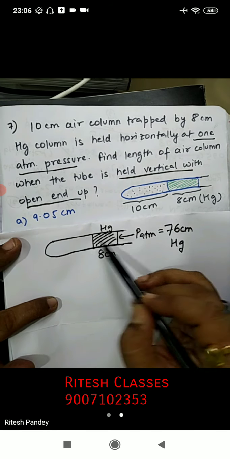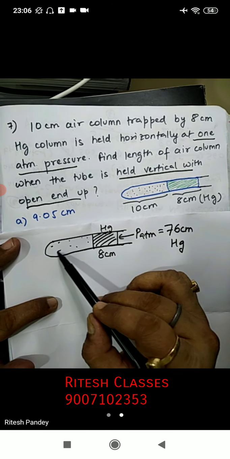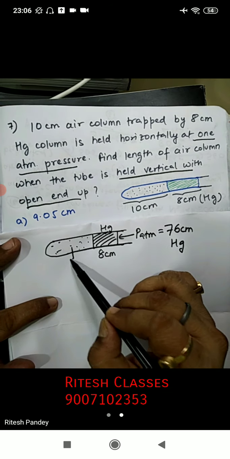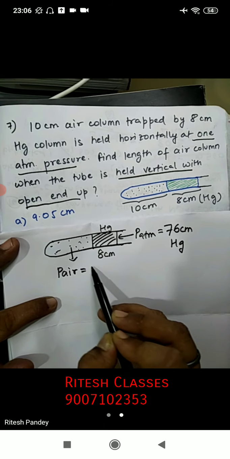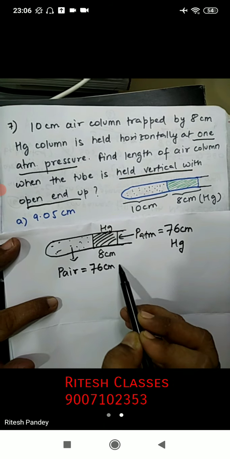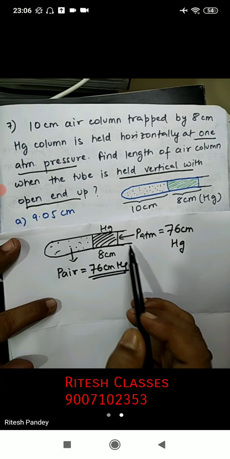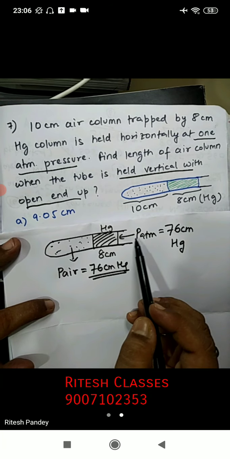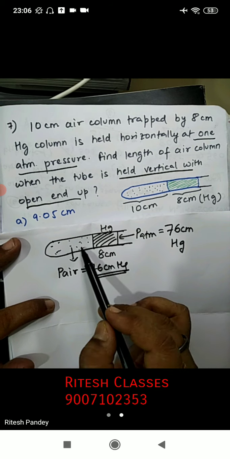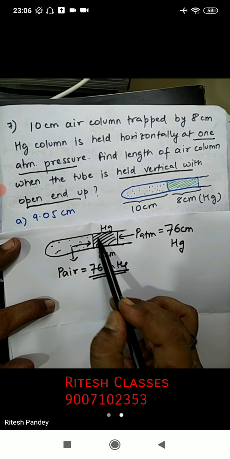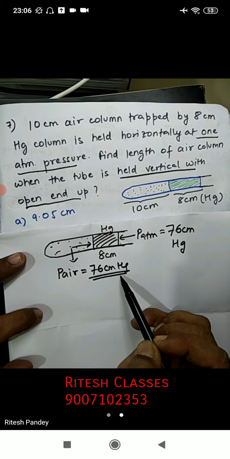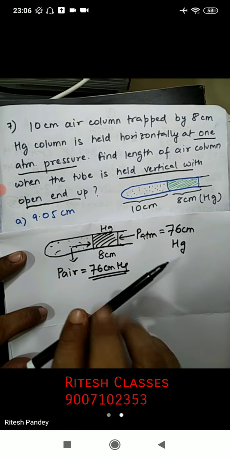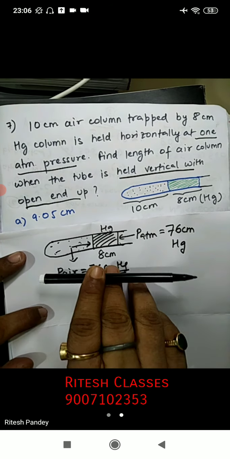76 centimeter of mercury. Yahan pe stagnant hai, ye left right nahi ja raha hai. Iska matlab yahan par air ka pressure bhi 76 centimeter mercury hai. Naturally, atmospheric pressure is equal in all directions. So this and this are equal. That is why it's keeping standstill. Air initially is at 76 centimeter mercury. Ye aisa hai, ye tube aisa hai.